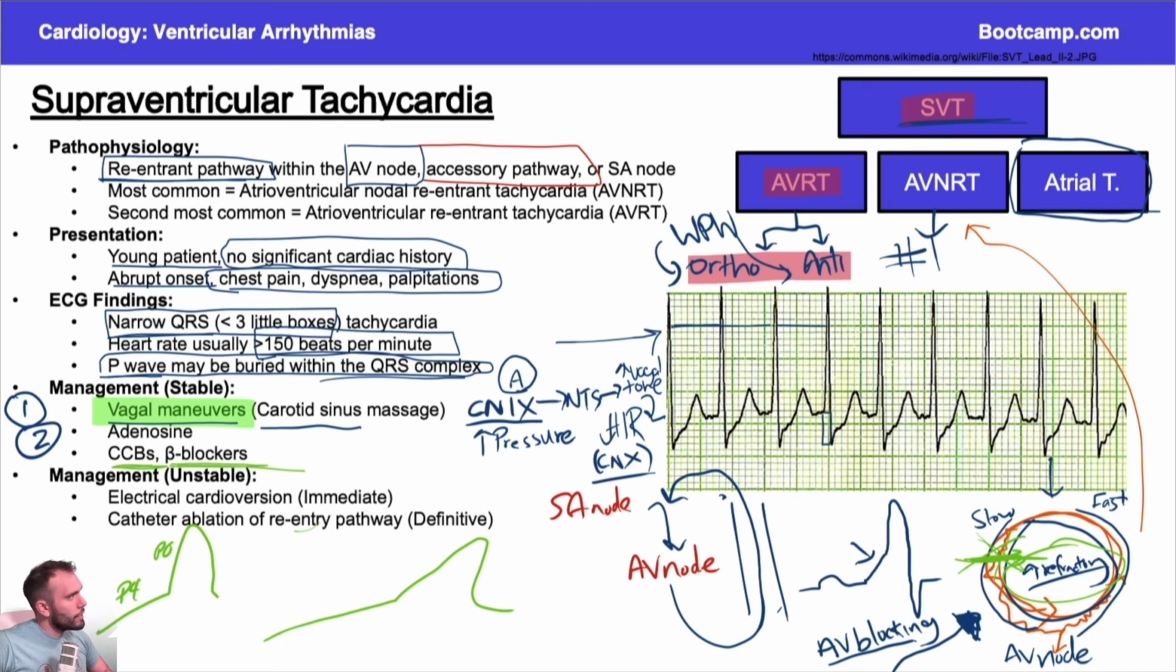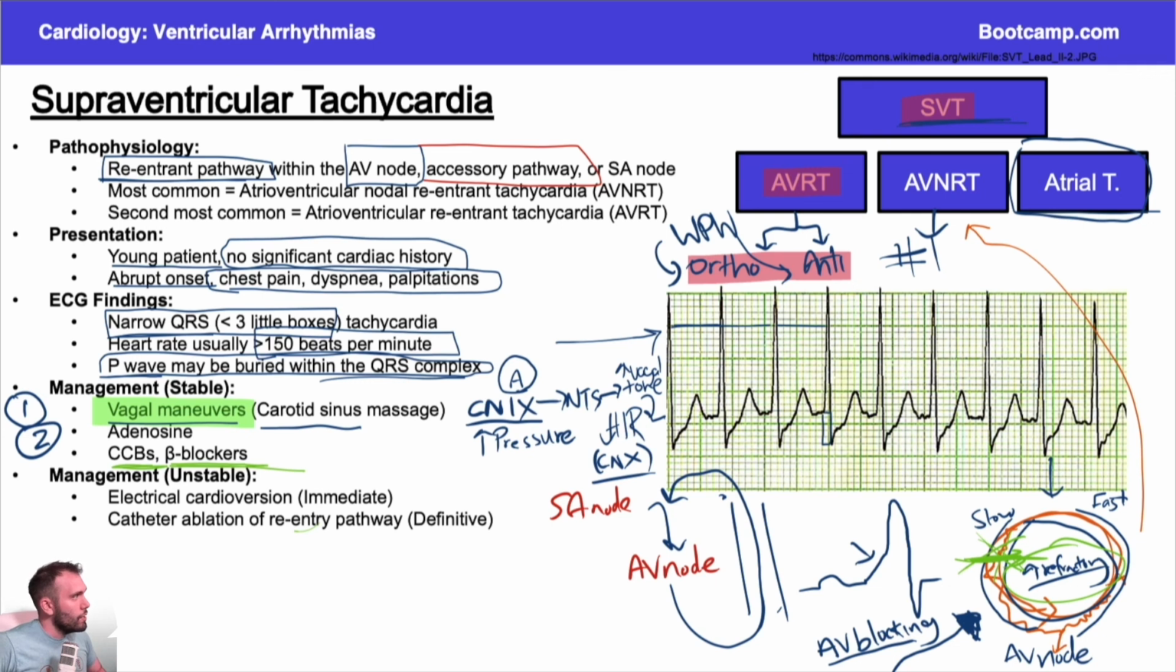Again, targeting the AV node, because that's where the majority of these reentrant tachycardias have to go through. Either they're only in the AV node, like an AVNRT, or they're going through an accessory pathway that traverses the AV node in AVRT. Okay, so these are some things to keep in mind.